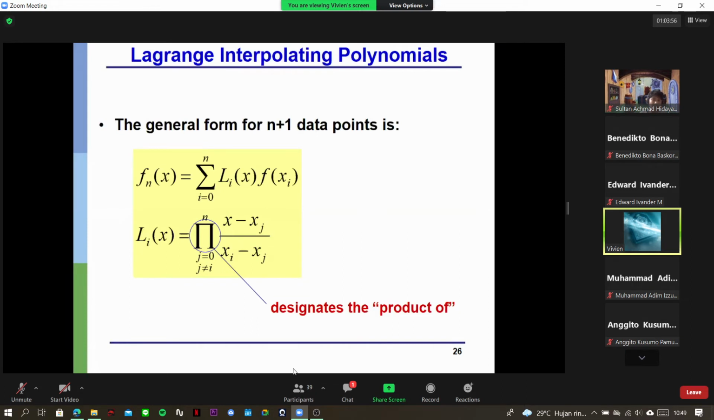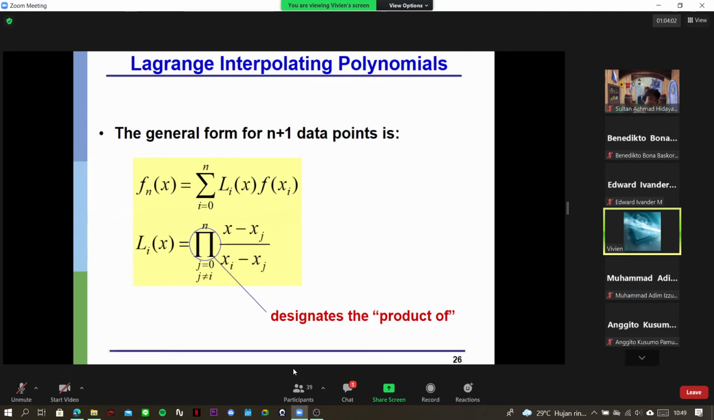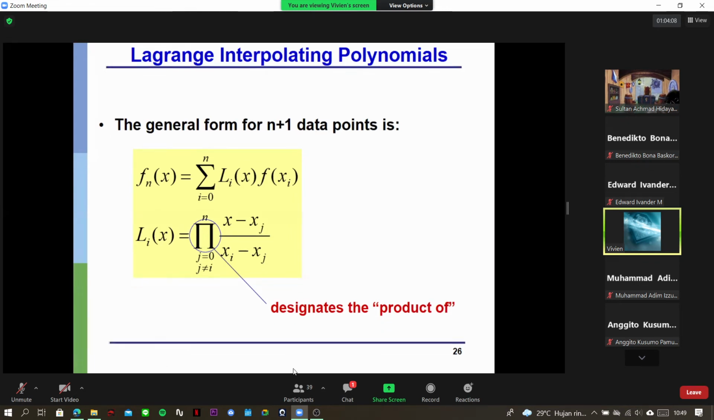Now we go on to the second method, which is the Lagrange interpolating polynomial. How to get the interpolated value? Again, we can use many different orders, nth order equations, to approximate, to interpolate the value.